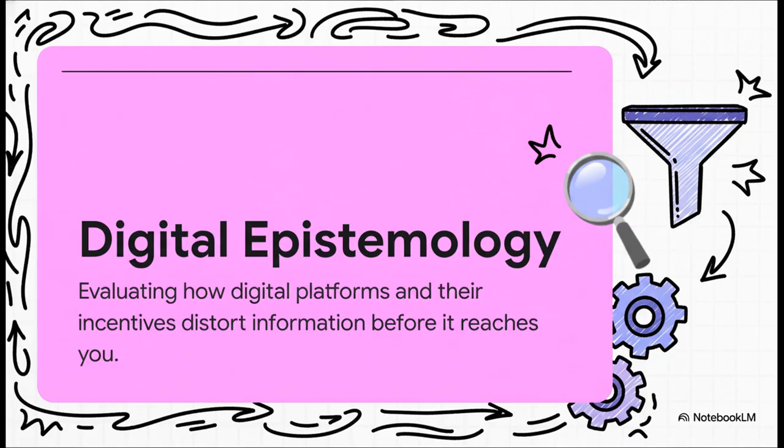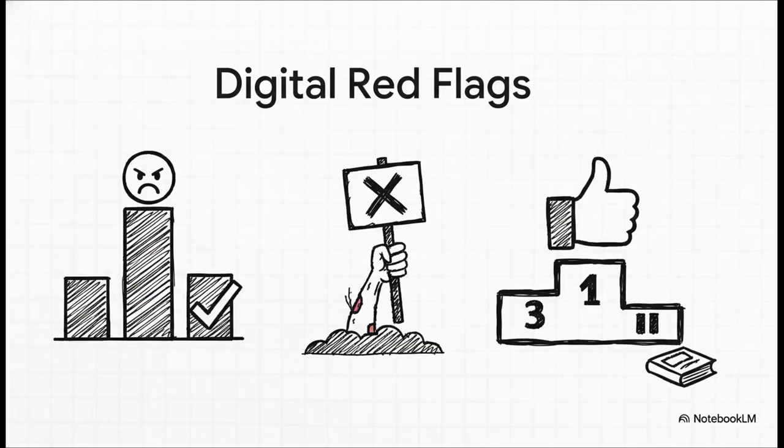You have to think about how the platforms, their algorithms, their financial incentives to keep you outraged and clicking, how all of that distorts the information before you even see it. It's a huge shift. We can't just critique the message anymore. We have to critique the delivery system itself. So what does that look like in the real world? What are some digital red flags you can actually look for?